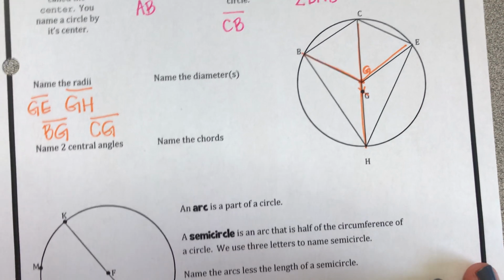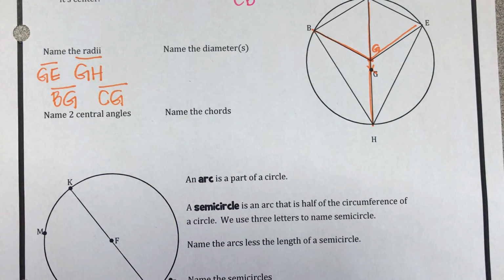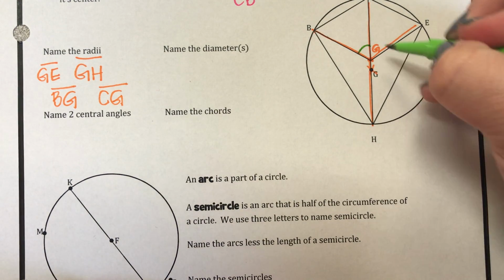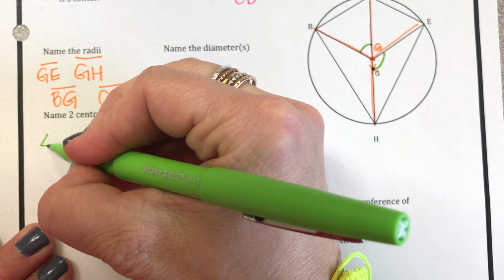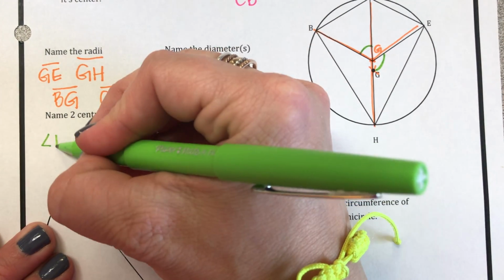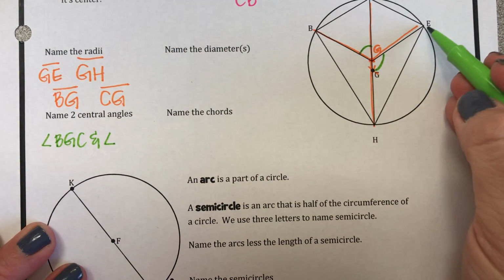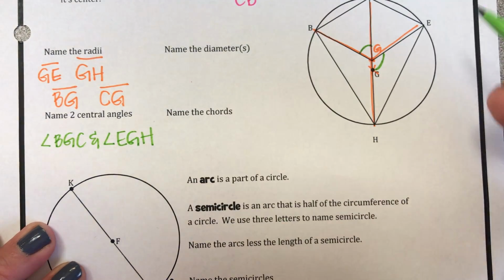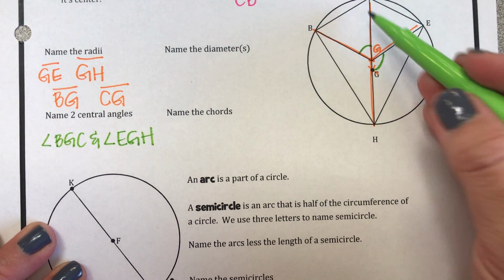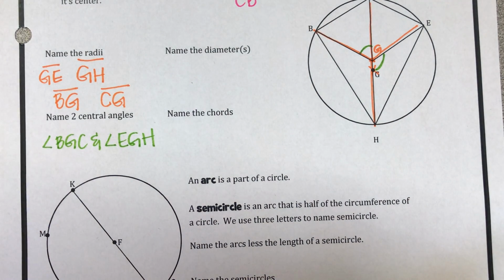Okay, it asks you to name two central angles. So I like to kind of pick them before I write the letters. I'm going to name this one and this one. So I'm going to say angle BGC and angle EGH. And again, it doesn't matter. I could have said angle EGC, I could have said HGB, any of those would have been fine.